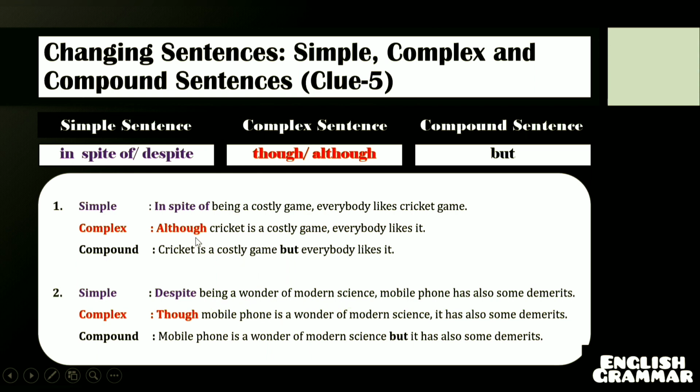Here I can see that if I talk about complex and compound sentences, I will find there are two clauses and they are connected with the help of "although" or "though." And "although" or "though" are used to show contrast, and here I have also used "but," which is working as a sentence connector; actually it's a coordinating conjunction.